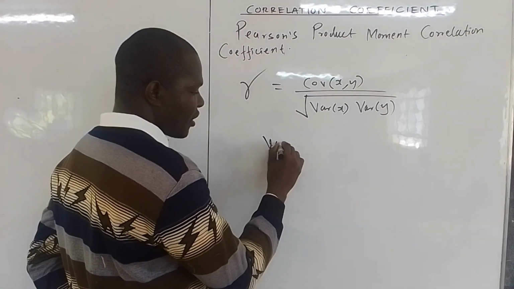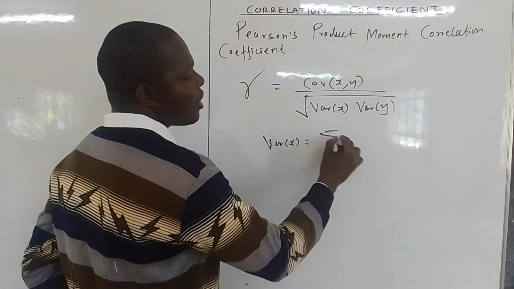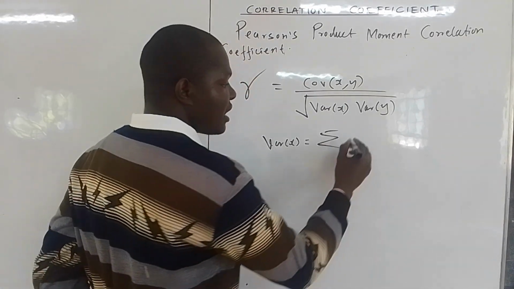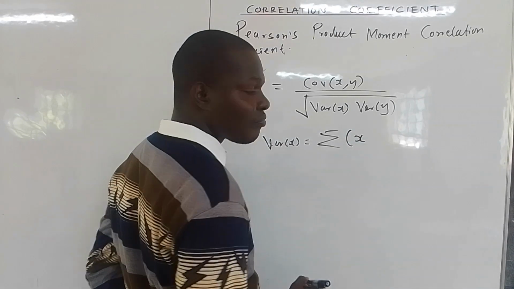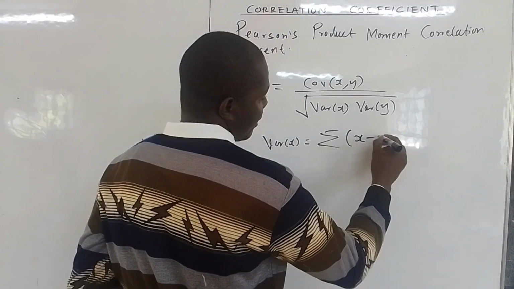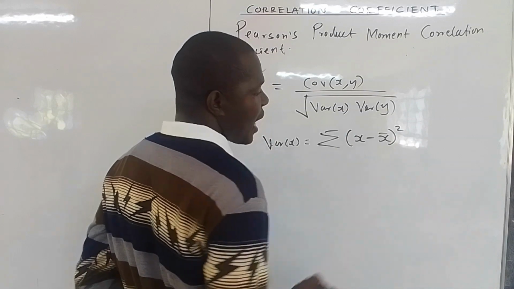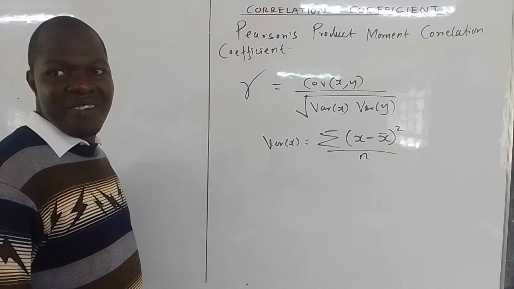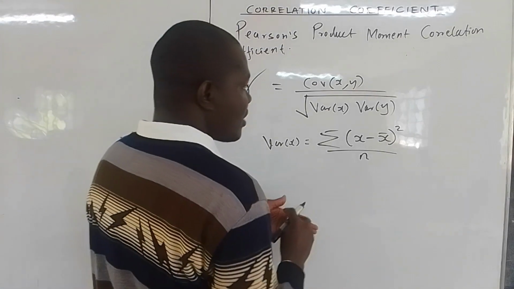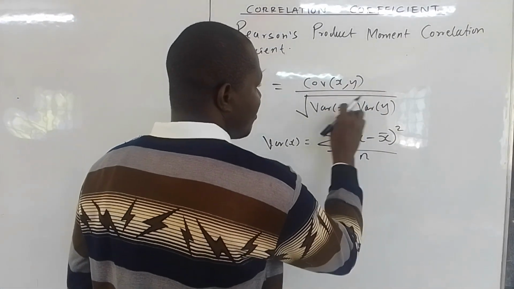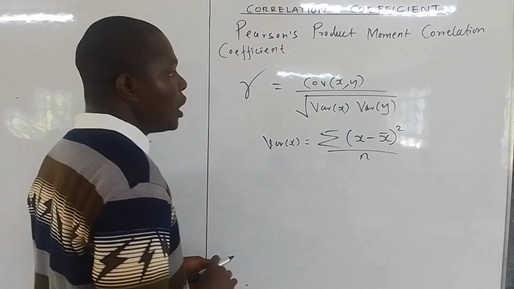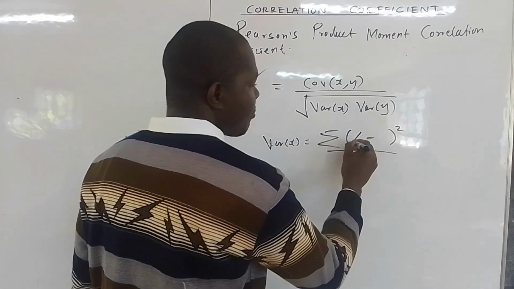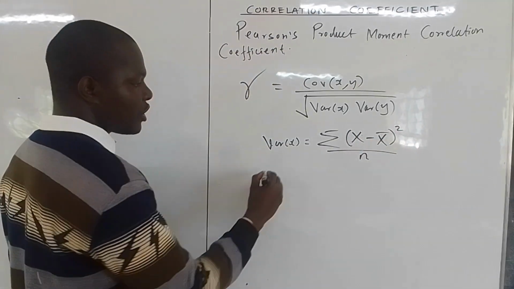Now, the variance of x is given by what? The average of the squares of the differences of the values from the mean. That is the summation of x minus x bar squared over n. Let me use capital letters for the data values, to differentiate from the small values of x.